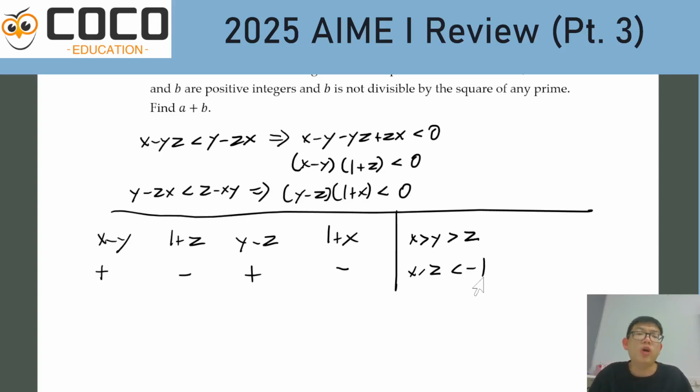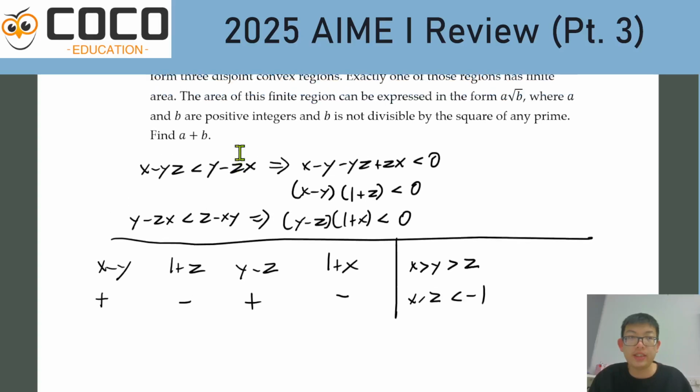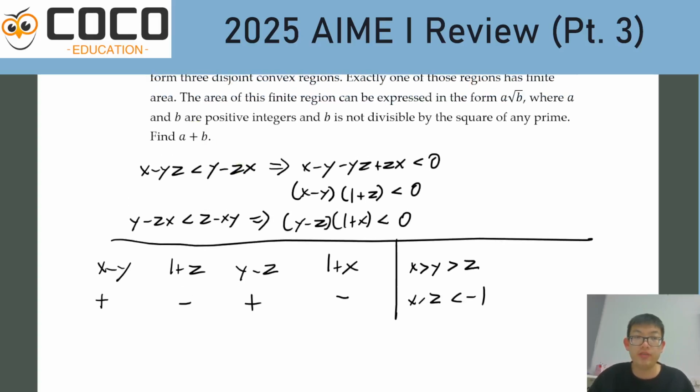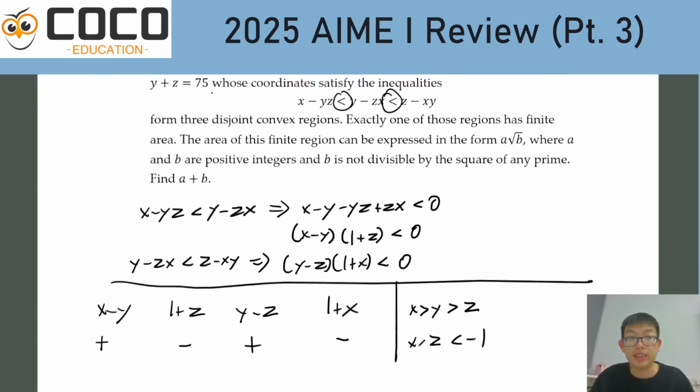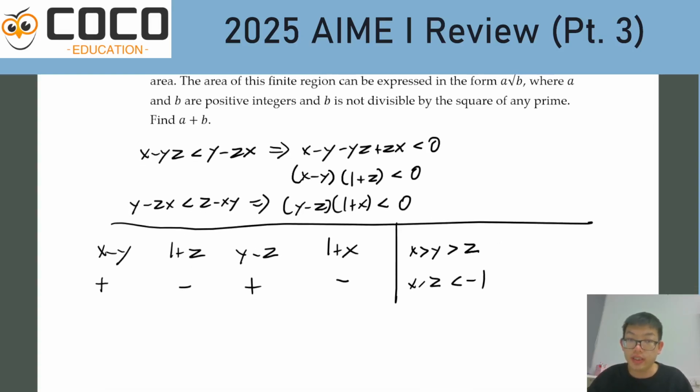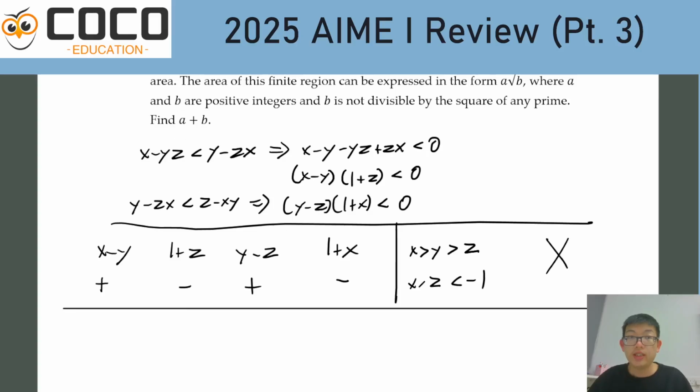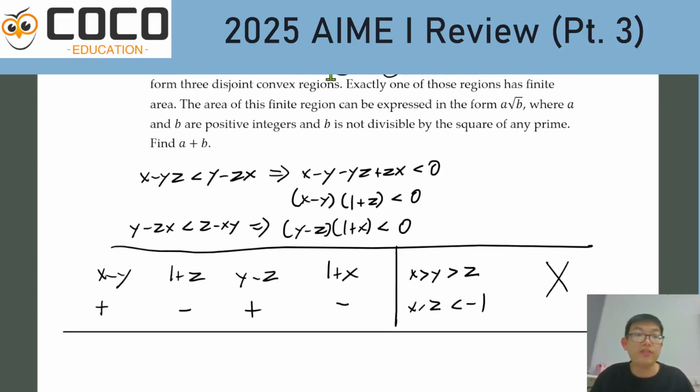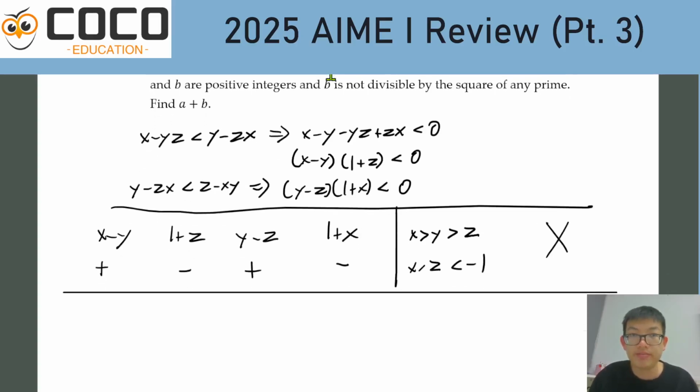Now this looks immediately wrong. This looks wrong because if my numbers are all less than negative 1, they cannot sum up to 75. So this does not appear on that plane with x plus y plus z is 75. Okay, so good news is that we have found a case that doesn't work. Now, bad news is that most likely the other 3 cases will all work. Question is asking me about the one with finite area. So I don't think it's hard to tell which one has finite area, but we will see.